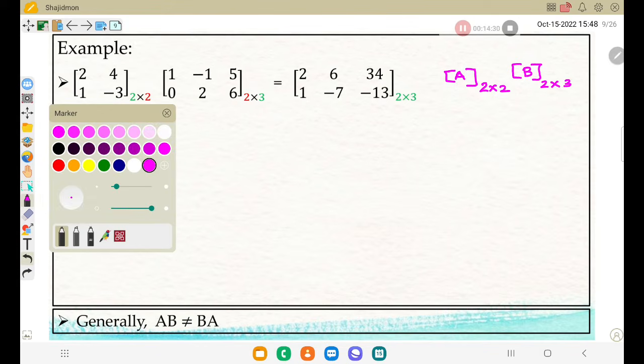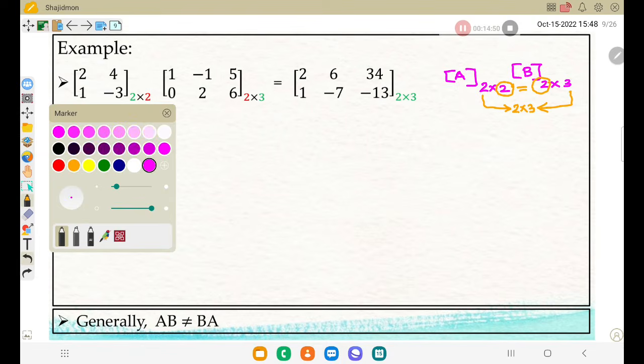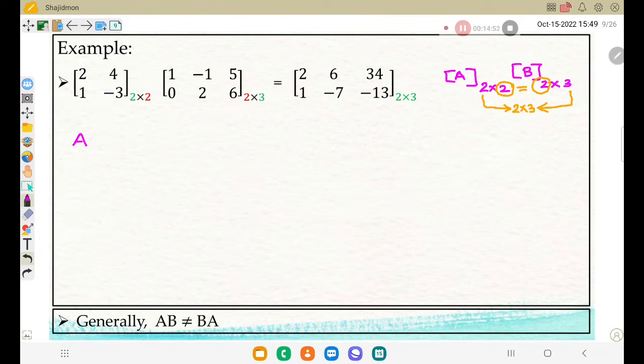Now can we multiply these two matrices? Yes, because the second number here is the same as the first number here. Correct? So what will be the order of the answer matrix AB? The first number here 2, last number here 3. It should be a 2 by 3 matrix. So what is that 2 by 3 matrix we are calculating now? A multiply B matrix equals. The first matrix we are calling A, the second matrix we are calling B matrix.